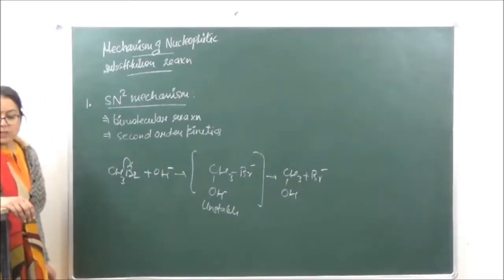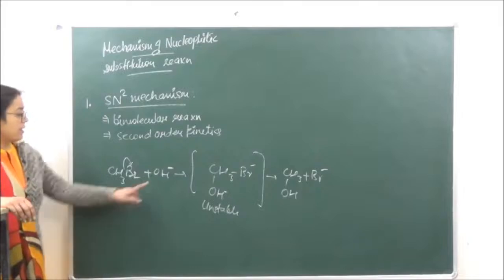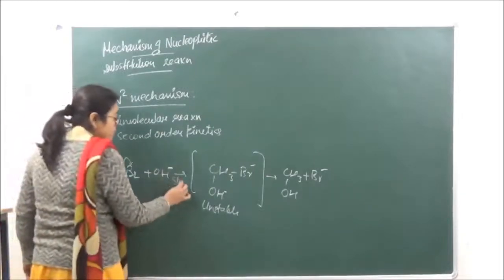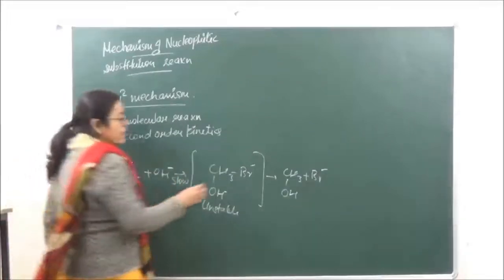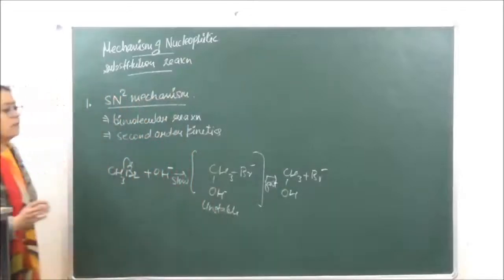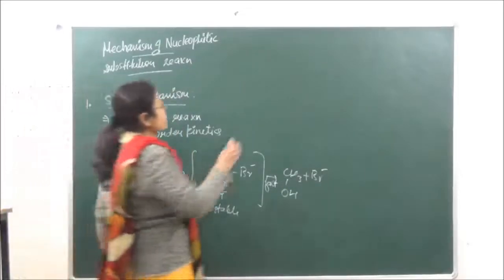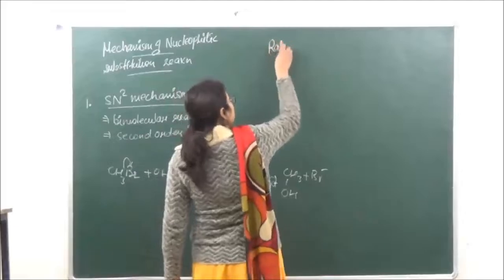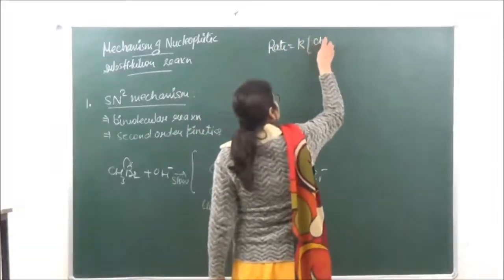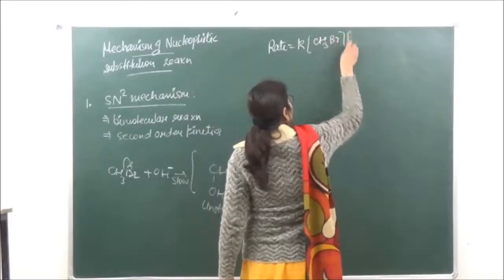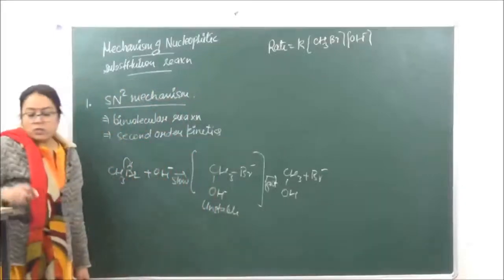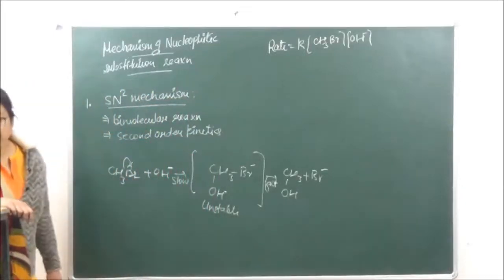Okay, so the formation of transition state over here, that is going to be the rate determining step. Why? Because the first reaction which is taking place, that is a slow reaction, and the second reaction which is going to take place, that is going to be a fast reaction. So when we are writing down the rate of this reaction, rate is equal to K into concentration of CH3Br into concentration of OH negative. So this is going to be a second order reaction.